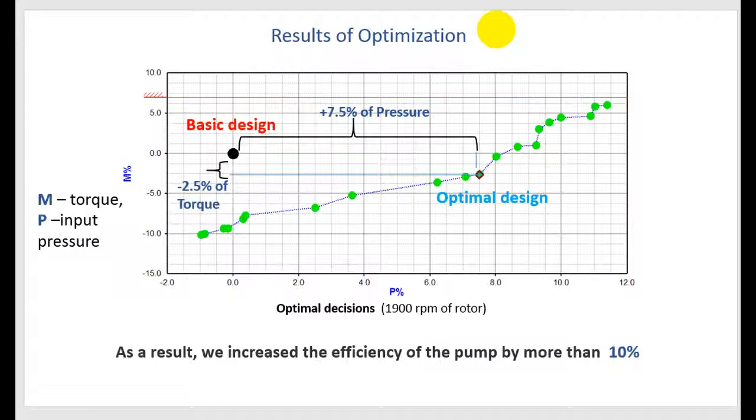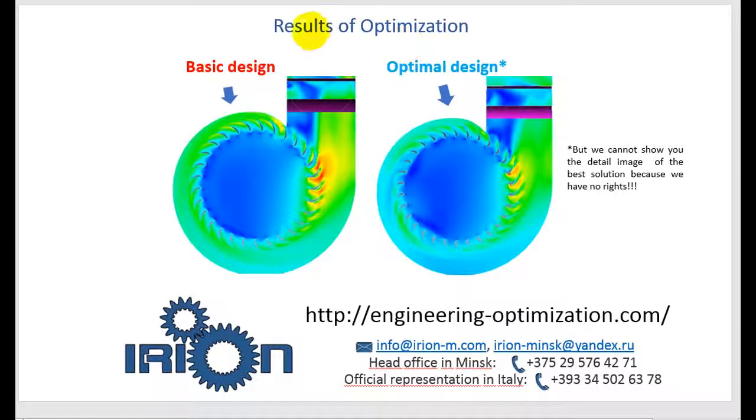Results of optimization. You see the diagram of Pareto optimal solutions. This axis is input pressure. The vertical axis is torque of the input shaft. The basic point. The optimal point, and as a result we increased the efficiency of the pump by more than 10%. You see the basic design and the optimal design, but we cannot show you a detailed image of the best solution because we have no rights.